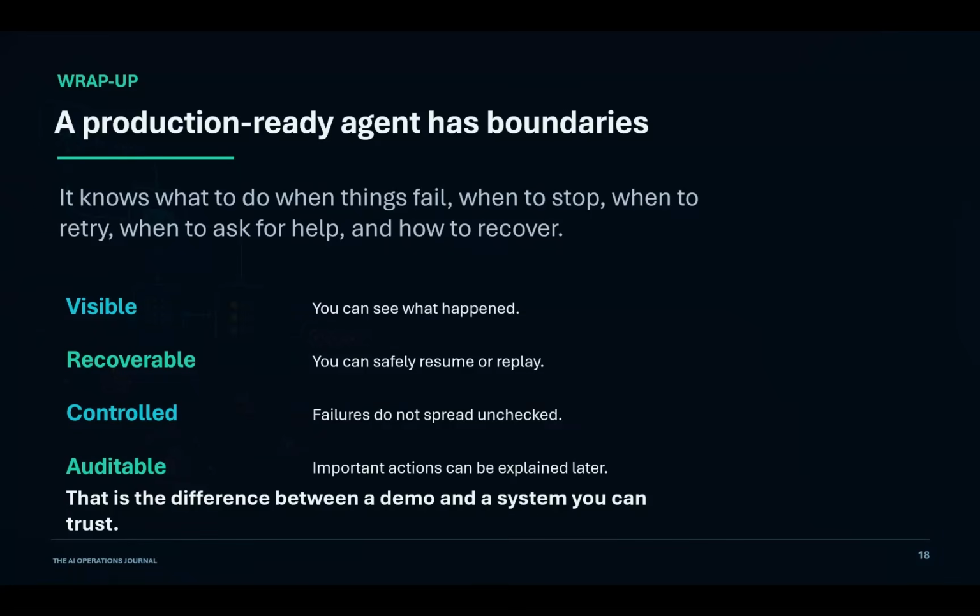As a wrap up for today, I want to say a production-ready agent has boundaries. It knows what to do when things fail, when to stop, when to retry, when to ask for help, and how to recover. You need visibility to see what happened. You need to be able to recover safely from something that failed, and it needs to be controlled. You don't want any failure to spread across your system and affect other systems. You need auditability. You need to have a log of everything that happens so you can explain it when something happens in the system. And that's the main difference between a demo and a system you can trust in production.